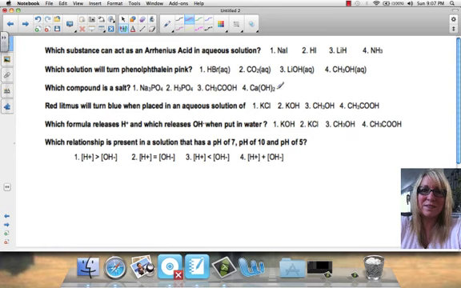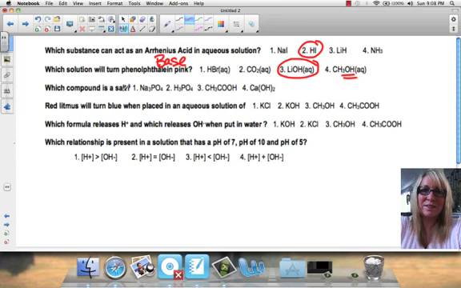Okay. Which substance acts as an Arrhenius acid? Remember, an Arrhenius acid has H plus in solution. That would be this one. NaI is a salt, LiH is a metal hydride, NH3 is a base. Which solution will turn phenolphthalein pink? That means you need a base. So the only one that's a base here is LiOH. This is an alcohol. Carbon dioxide is a gas, and this is an acid.